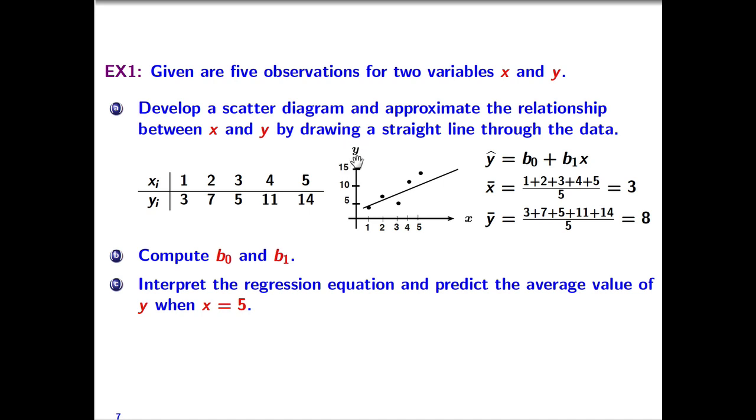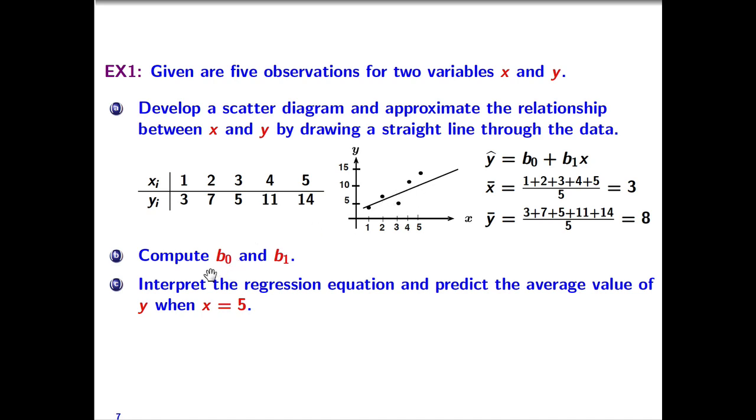Now, here's the scatter plot. We have this xy coordinate system, and then we have those 5 data points. When you draw a line going through the data points, we have y hat equal to b0 plus b1x, and you can see the slope is positive, and we have a strong positive linear relationship between x and y.